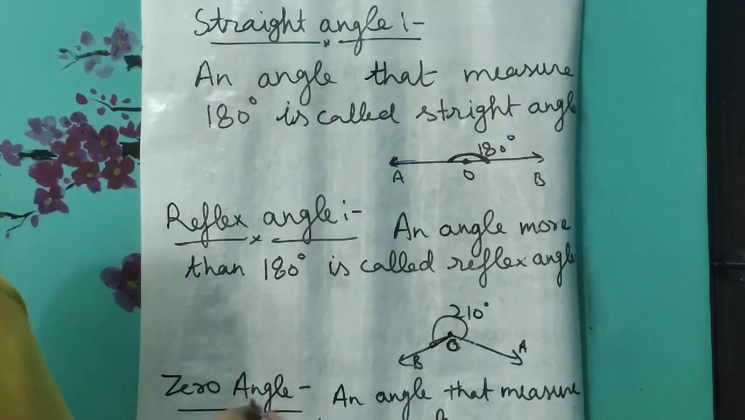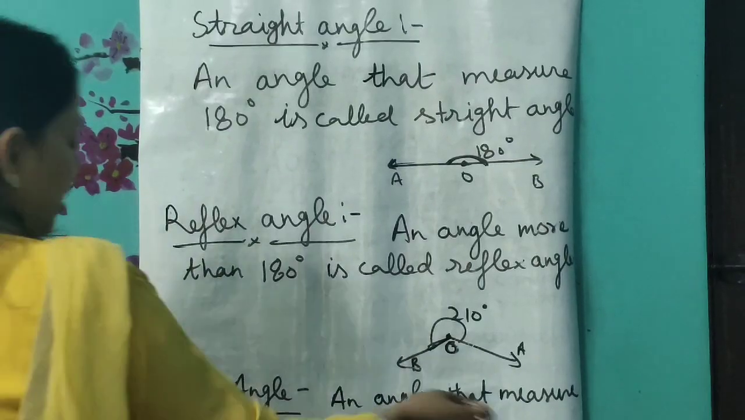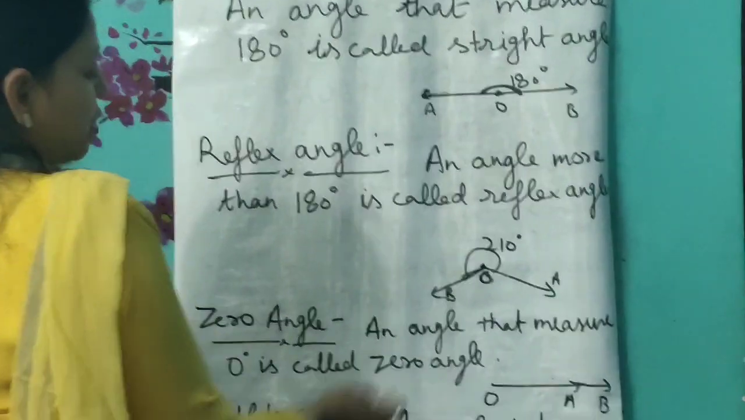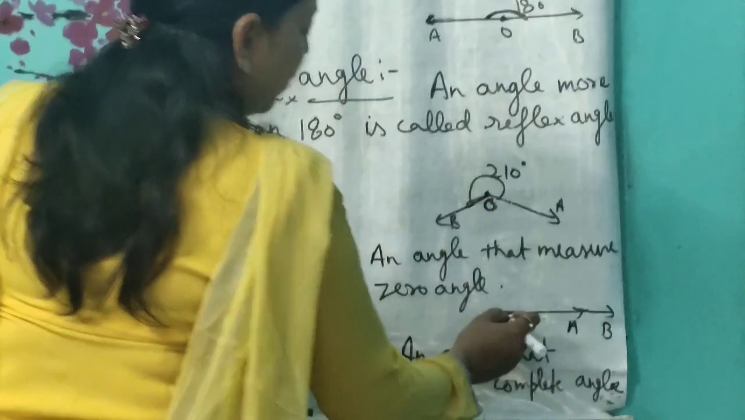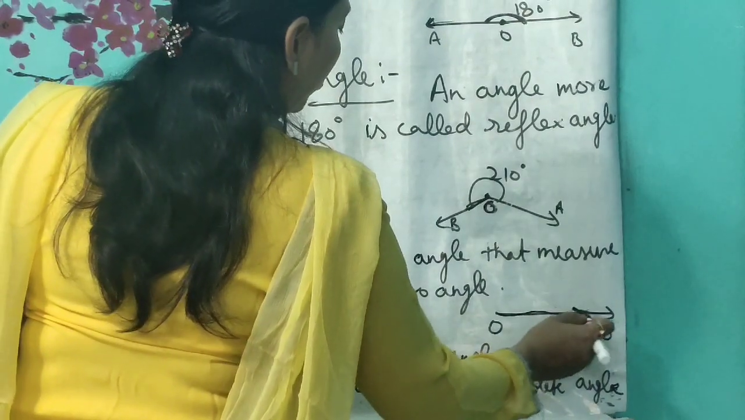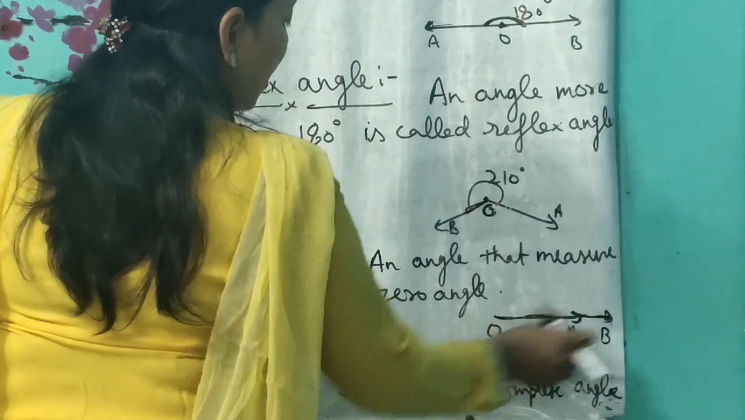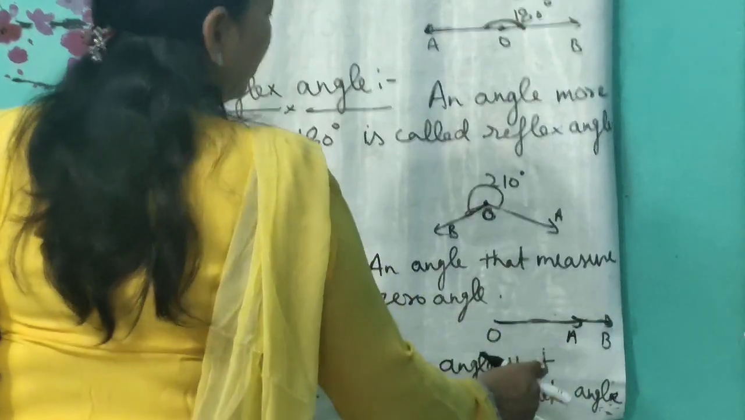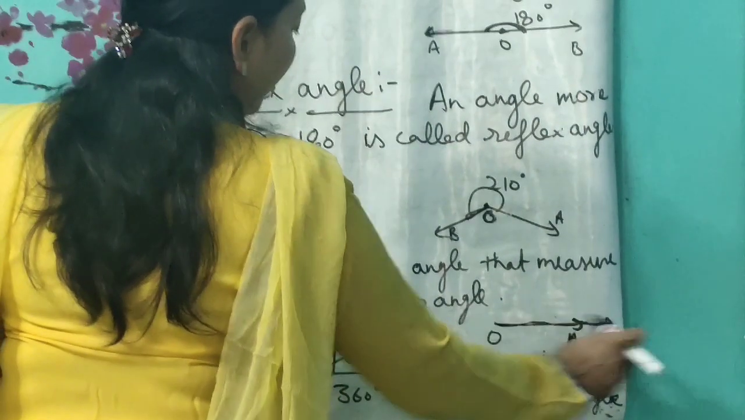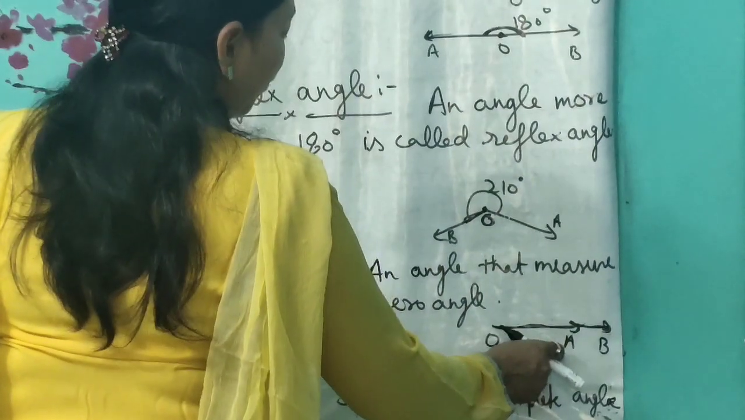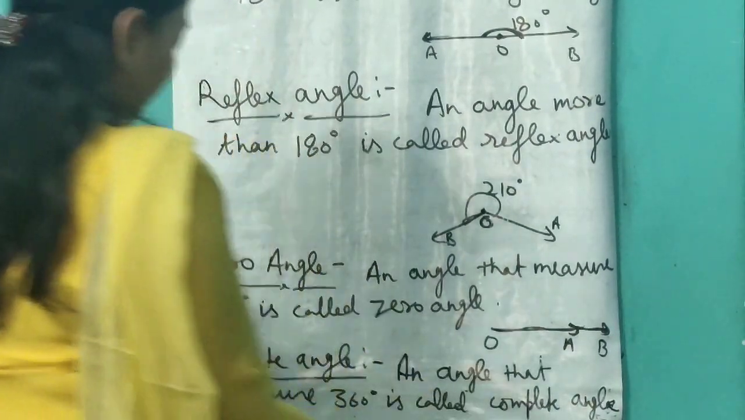Next, zero angle. An angle that measures 0 degrees is called a zero angle. In this case, if two lines are in the same straight line, there is no angle forming between those two lines. They are in the same line, so the two rays are in the same line, and the angle between them is known as a zero angle.